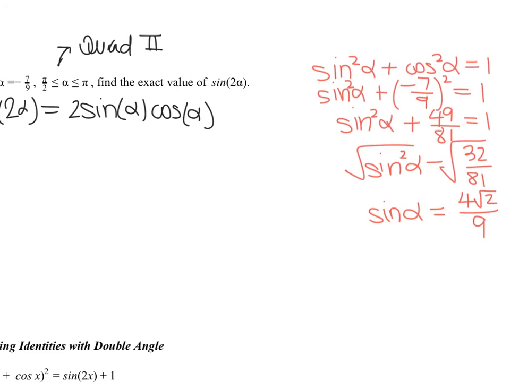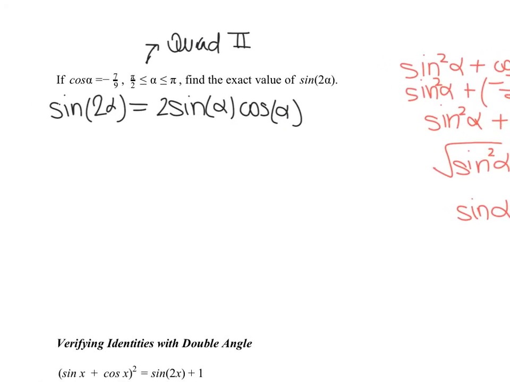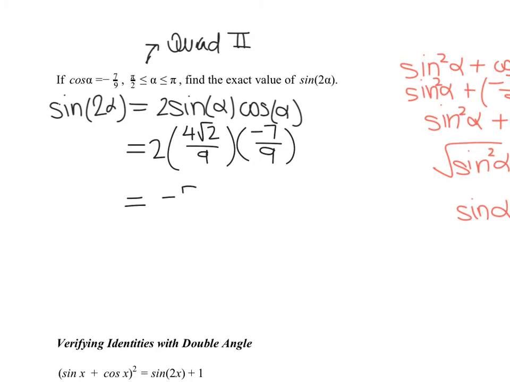So now we can go back and plug in our information into our double angle formula. So sine of 2 alpha is going to become 2 times sine, which is 4 radical 2 over 9, times cosine, which is negative 7/9. So this 2 multiplies to the 4 radical 2 and then negative 7. So we end up with negative 56 radical 2 all over 9 times 9, which is 81. And this is the value of sine of 2 alpha.